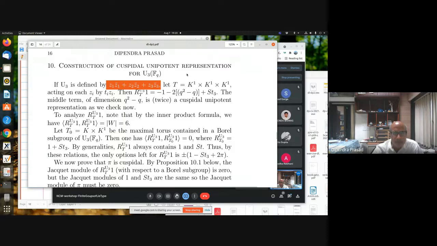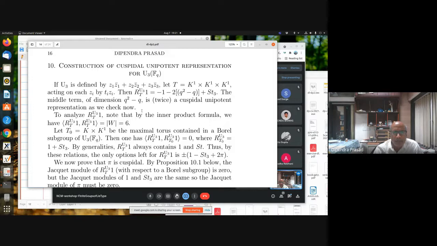I will look at the torus, which is an anisotropic torus, K1 cross K1 cross K1, each acting on z_i by t_i z_i. Because they are norm 1, it is a maximal torus. In this case, the Deligne-Lusztig representation will give a representation which looks like 1 and Steinberg. And then there is a component in between, which is a cuspidal representation. The middle term of dimension q squared minus q is a cuspidal representation, as we checked below.